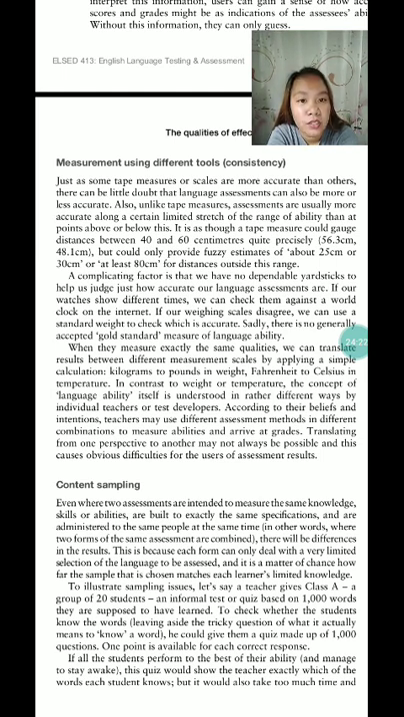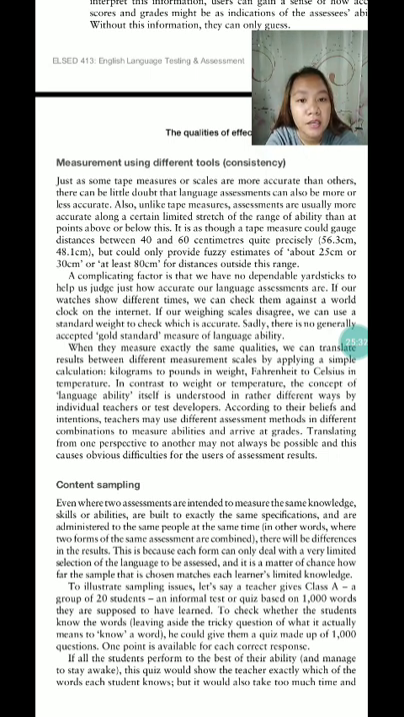Measurement using different tools: consistency. Just as some tape measures or scales are more accurate than others, there can be little doubt that language assessments can also be more or less accurate. Also, unlike tape measures, assessments are usually more accurate along a certain limited stretch of the range of ability than at points above or below this. It is as if a tape measure could gauge distances between 40 and 60 centimeters quite precisely, but could only provide a fuzzy estimate of about 25 centimeters or 30 centimeters or at least 80 centimeters for distances outside this range.